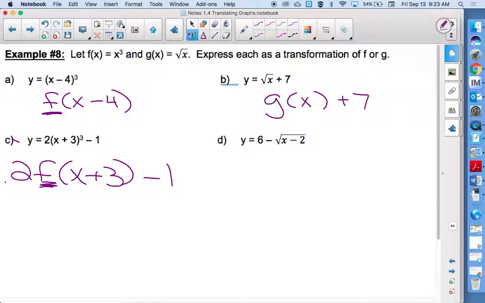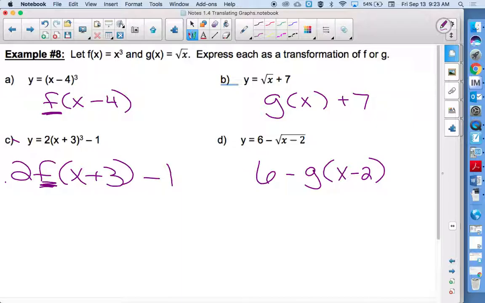Reese, do you think you could do the last one? Is it 6 minus g of x minus 2? Yeah, and where does that minus 2 go? In the parentheses. Any questions on that? Just kind of writing it in a different form. Just like saying y and f of x, writing it in a different form.